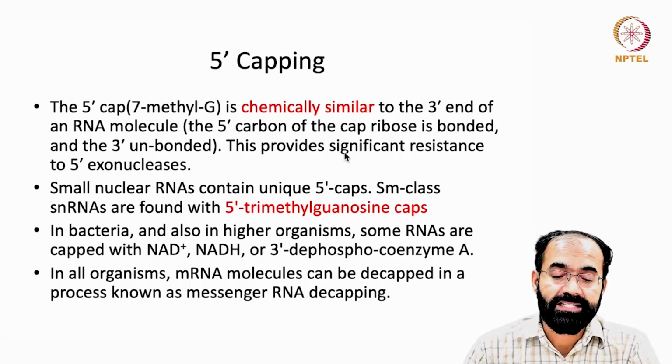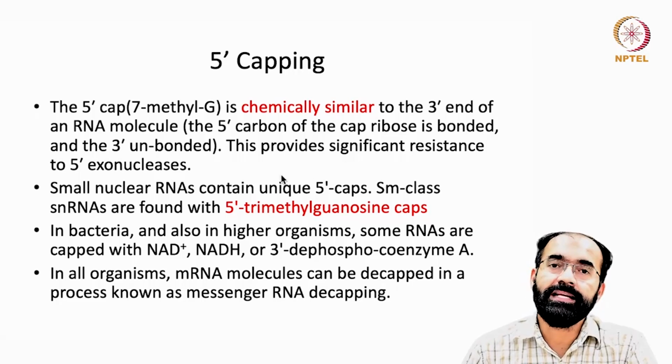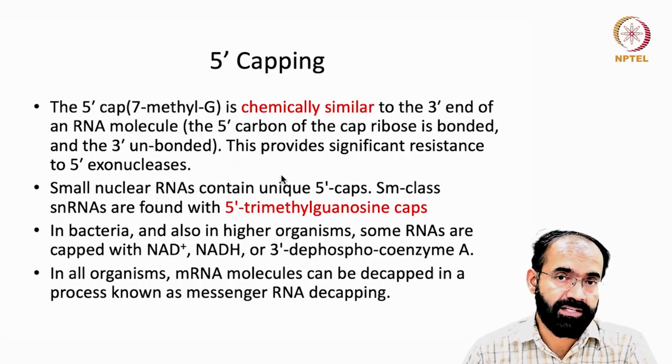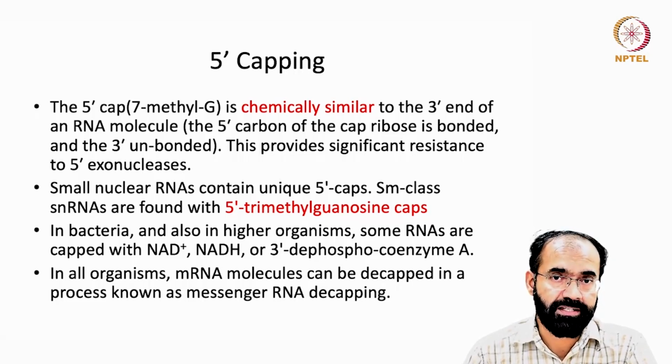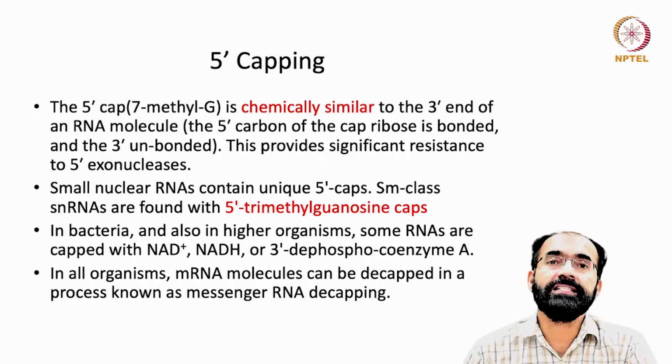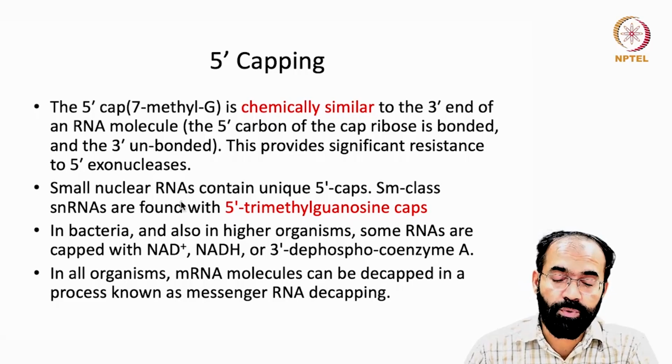This provides significant resistance to exonucleases. RNAs are vulnerable to degradation. Endonucleases cut in between, and exonucleases chew from the edges. There are 5' exonucleases and there are 3' exonucleases, so you want protection from both.